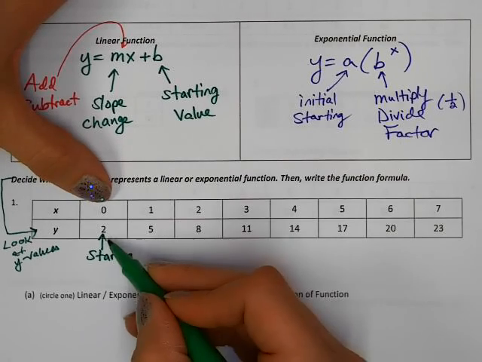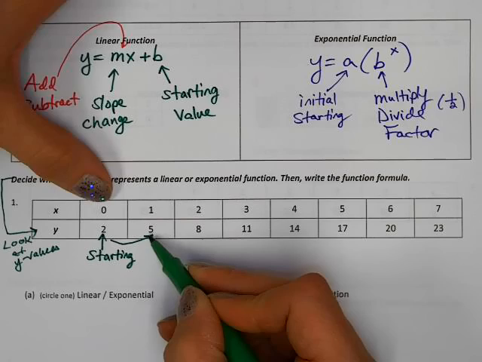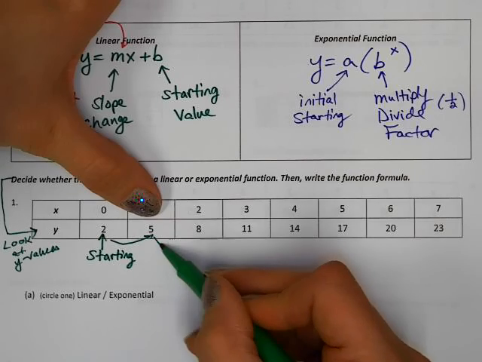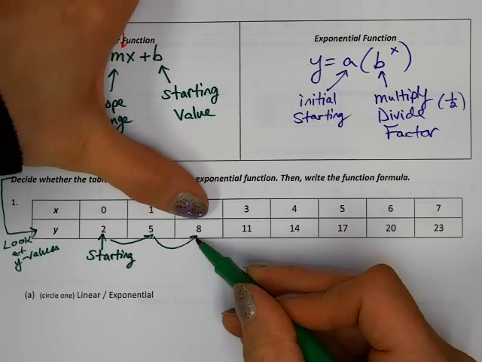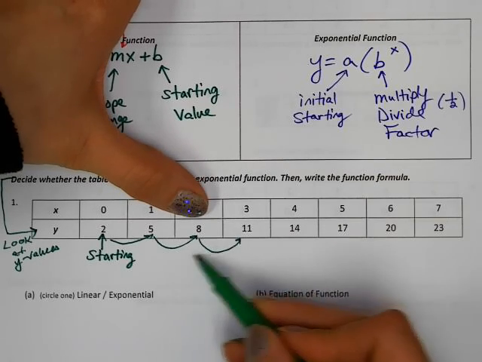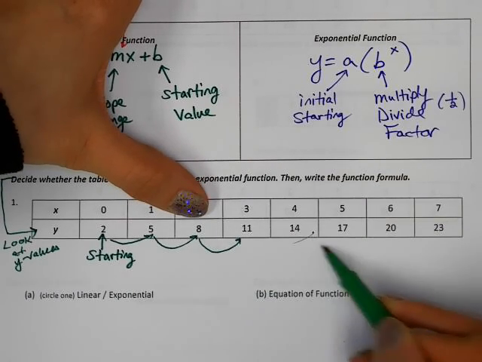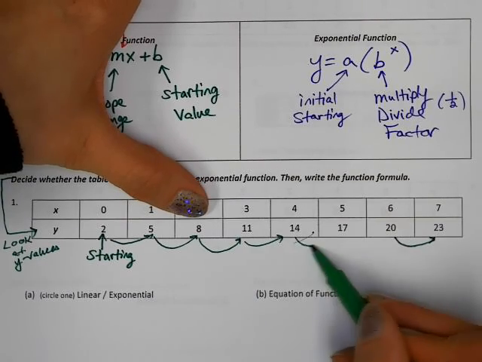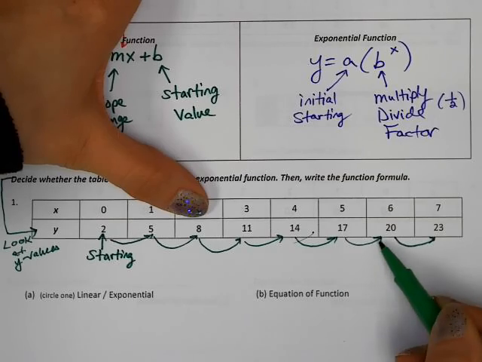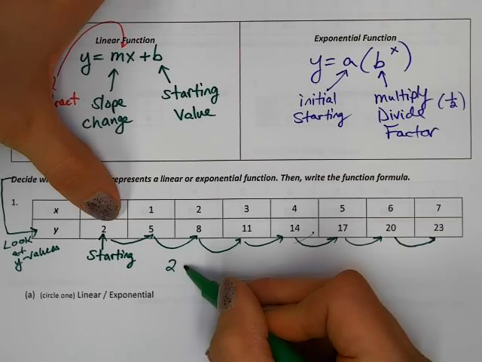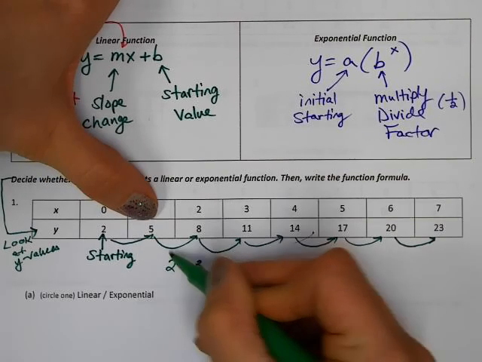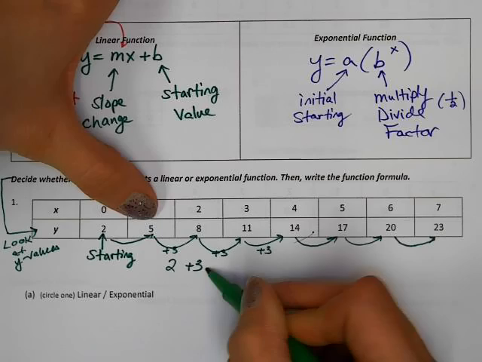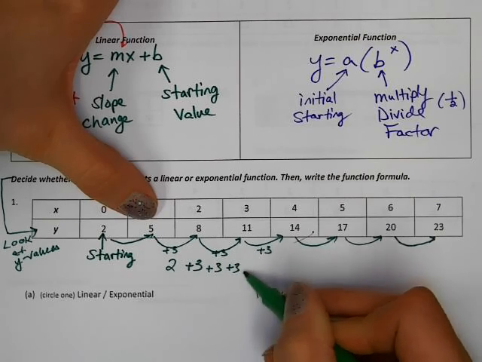0 time has passed, and I start with 2. And then what happens? The next one is 5. That doesn't look like times by 2 to me. And the one after that is 8, and then the one after that is 11. Sometimes you have to look a couple of times, or even way down the road. 20 turns into 23. The entire time, it's the same thing happening. So I noticed I started with 2, and they added 3. This is how we wrote it last week: added 3, dot, dot, dot.